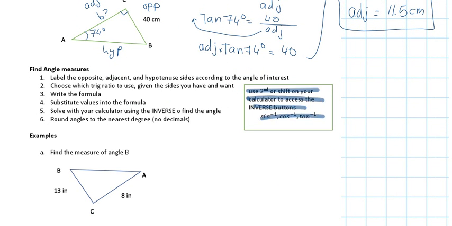Okay? So again, it's the same idea. You're going to have to label your triangle. You're going to have to look for your angle of interest. You're going to choose a formula. You're going to substitute, right? But in this case, you're going to have to do the inverse. Okay? So you either do sine inverse, tan inverse, or cos inverse to find the angle. All right?